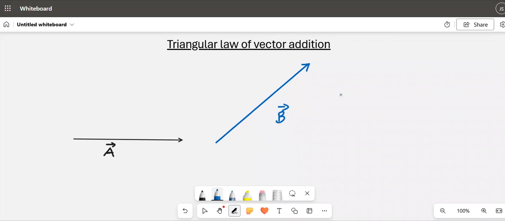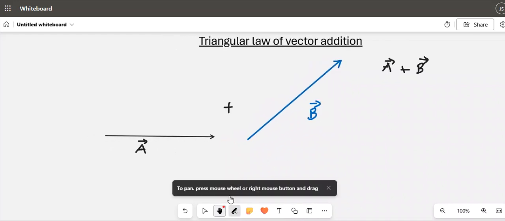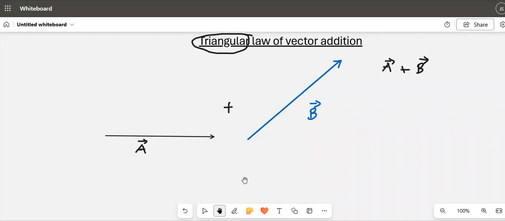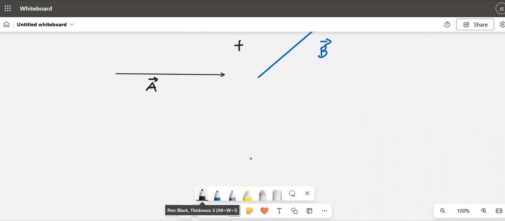I want to add these two vectors, that is, I want to do the operation A plus B, vector A plus vector B. So I can write it like this, A plus B. Are you ready to add these two vectors? Yes, very good. According to the triangular law of vector addition, if you split this heading, you will get a familiar word, triangle. What do you mean by a triangle? A triangle is a polygon which has three sides. Let me draw a triangle like this.